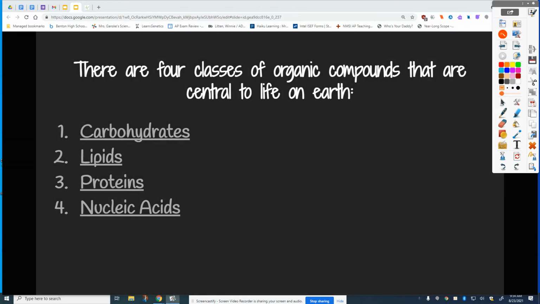The four categories of organic compounds are sometimes called the biomolecules. Four categories of macromolecules, they get referred to all the time. There's carbohydrates, lipids, proteins, and nucleic acids. At any given point, I'm going to look at you and ask, what are the four macromolecules? And I want you to be able to tell me carbohydrates, lipids, proteins, and nucleic acids. Like I said, we're going to come back to these over and over again throughout the year.